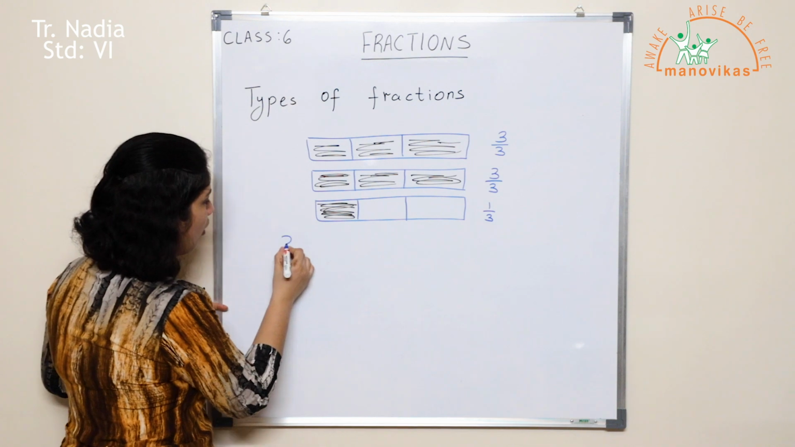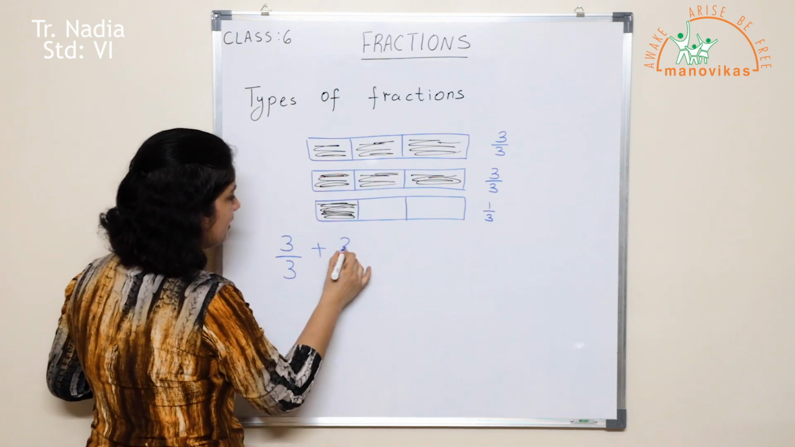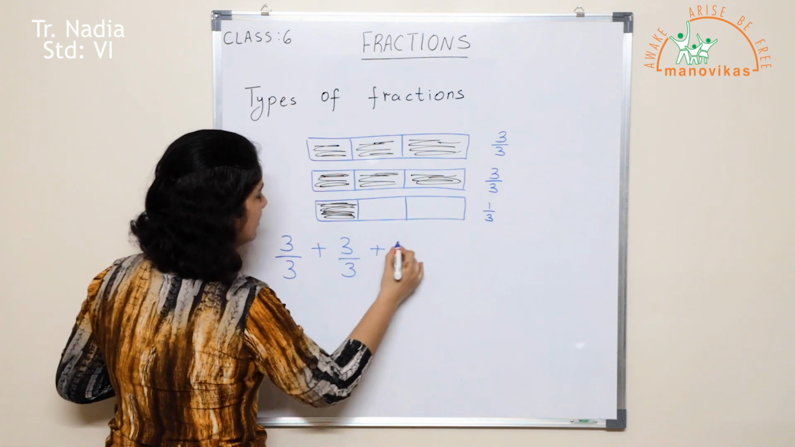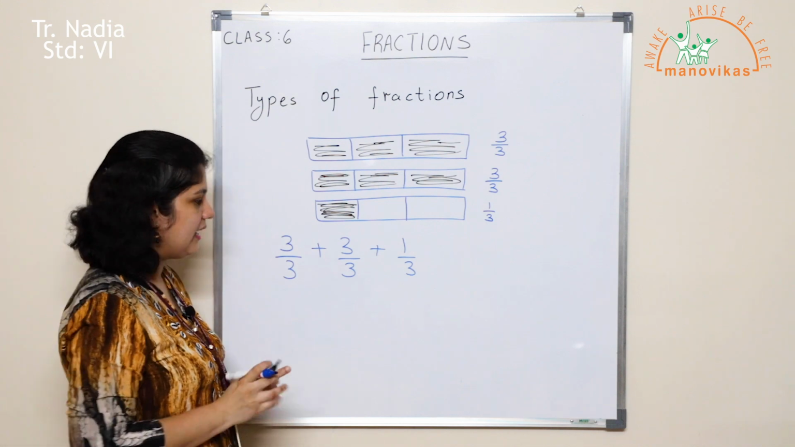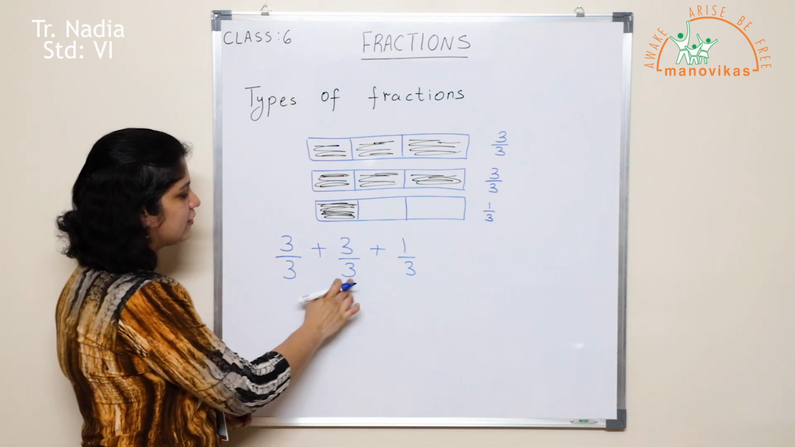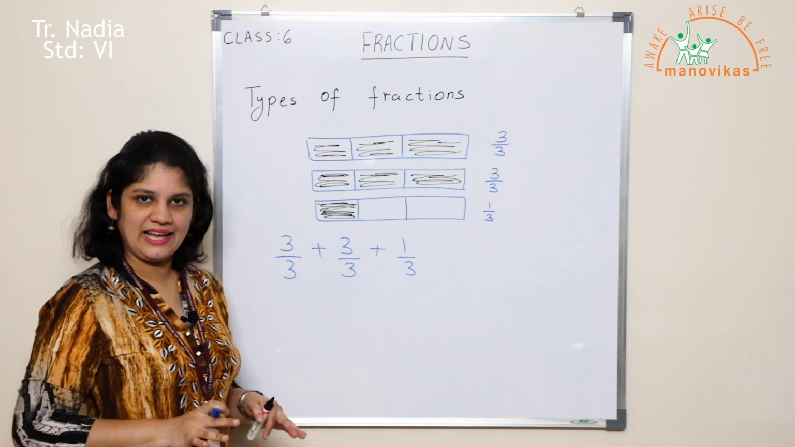So I will add up all the shaded parts. First one 3 out of 3, second one 3 out of 3, and the third one 1 out of 3. So altogether this much is shaded. Now look here children, all these fractions have the denominator 3. So they are like fractions.